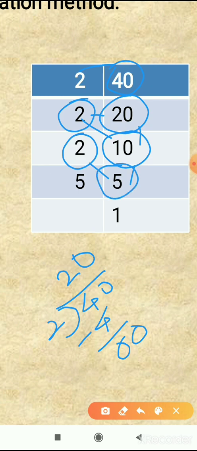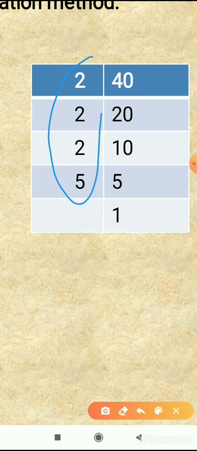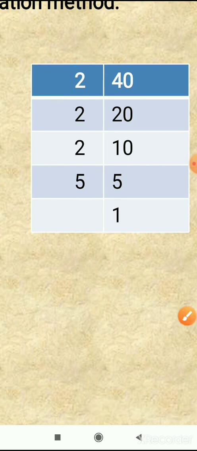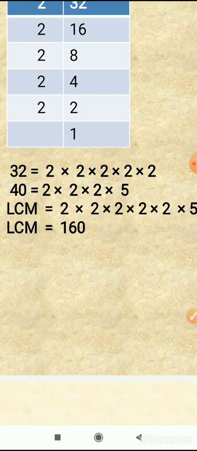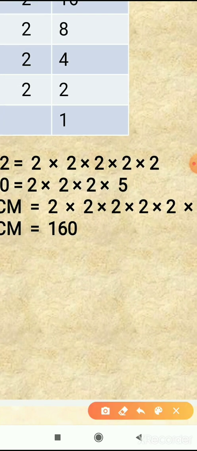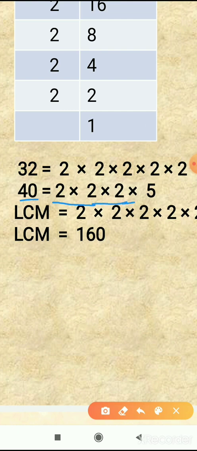5 is a prime number. It is divisible by itself. So 5 ones are 5. So here we get the prime factorization of 40. So here all the divisors are prime numbers. Okay, so we get here the prime factorization of 40. Look here student, the prime factorization of 40, 2 multiply by 2 multiply by 2 multiply by 5. So we get here the prime factorization of 40.